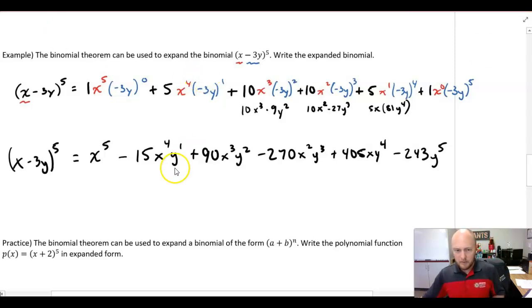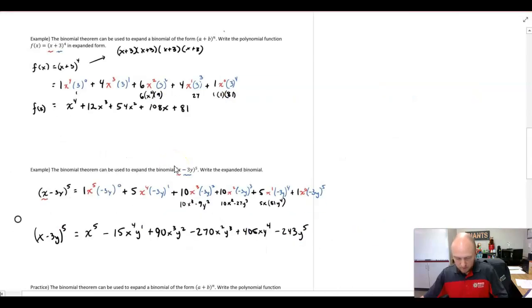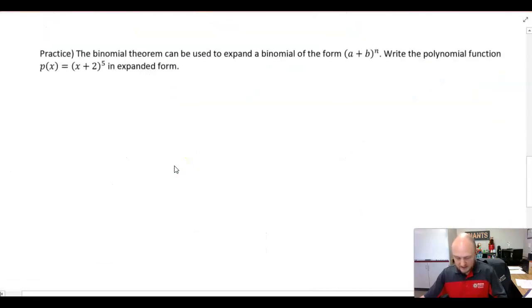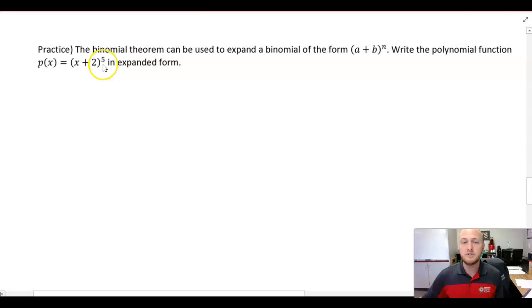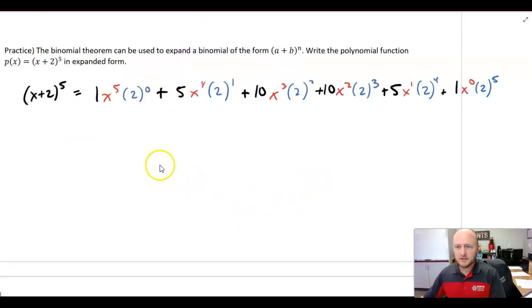Okay, I want you to go ahead and pause the video. I want you to try this expansion, (x + 2) to the 5th, and then I'll show you the answers here in a second. All right, here is the expansion for (x + 2) to the power of 5.